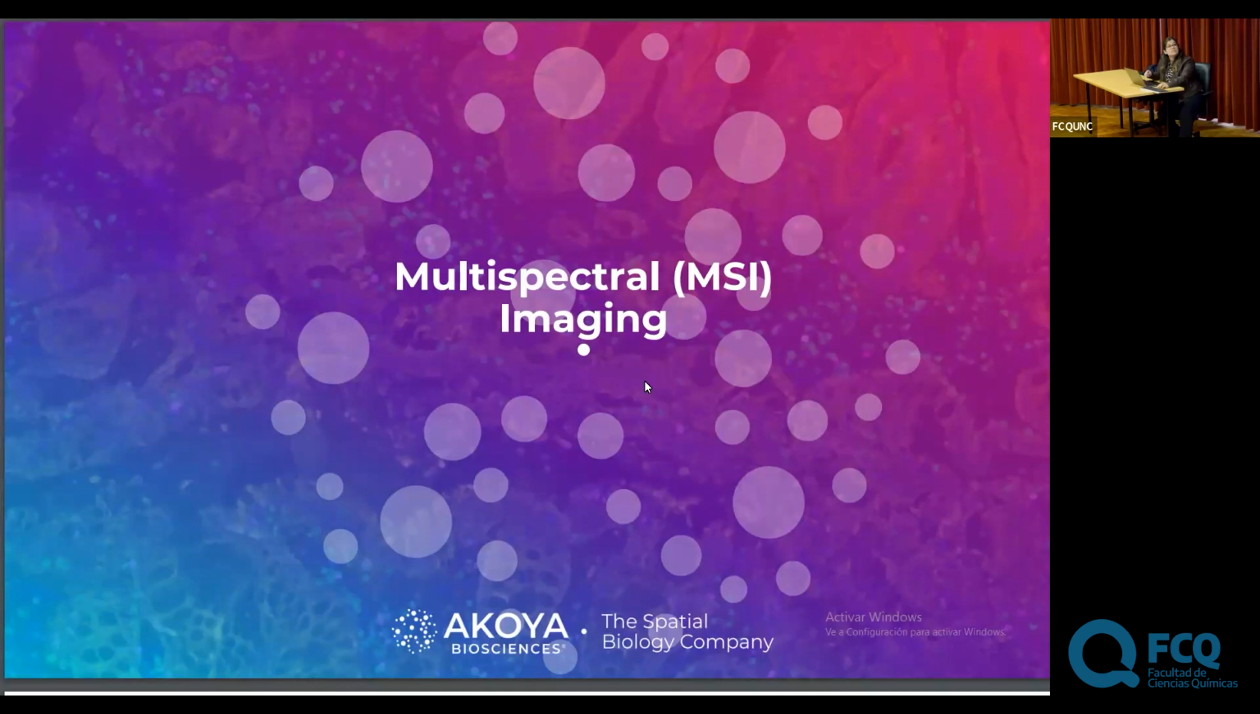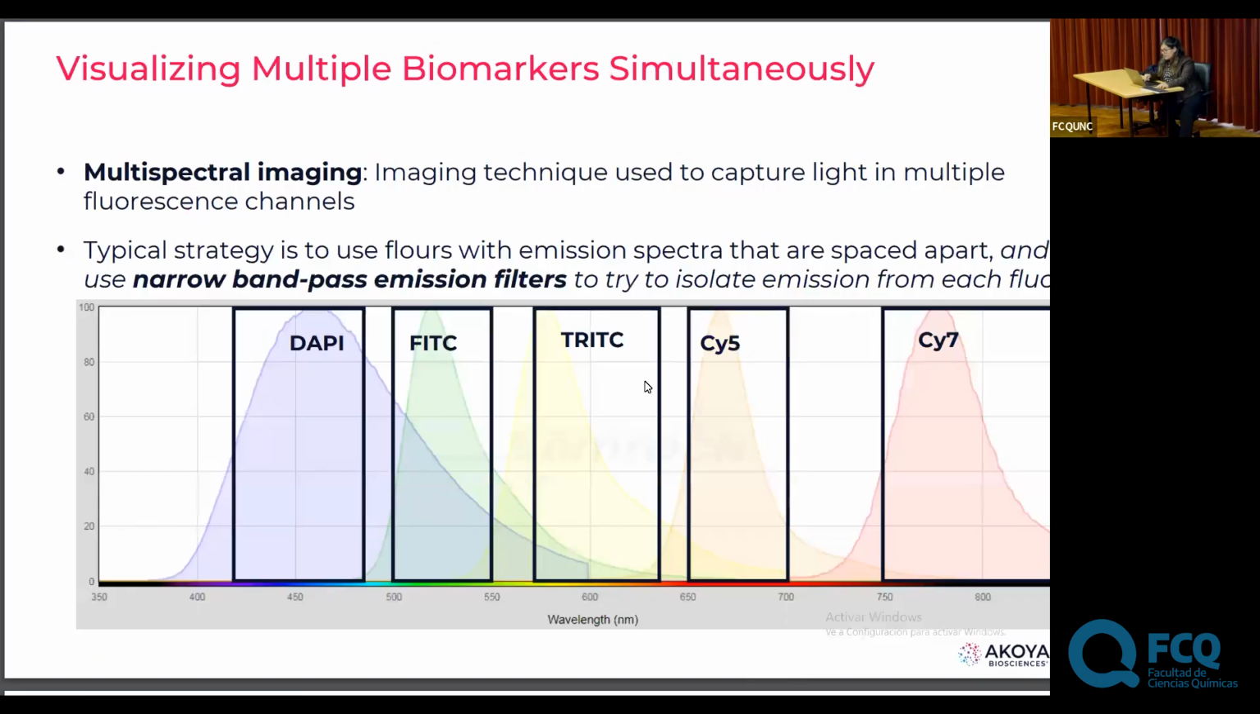So next we'll move on to multispectral imaging, also known as MSI. So if I say MSI, it's referring to multispectral imaging. The multispectral imaging technique allows you to capture light in multiple fluorescence channels to visualize multiple biomarkers simultaneously. Conventional technologies only allow for imaging 4 biomarkers and DAPI using fluorophores with emission spectra that are spaced out and use narrow band pass emission filters to isolate emissions from each fluor. This strategy can capture a decent amount of emission for about 3 to 4 plex assays, but it becomes tricky once we go beyond the 4 plex.